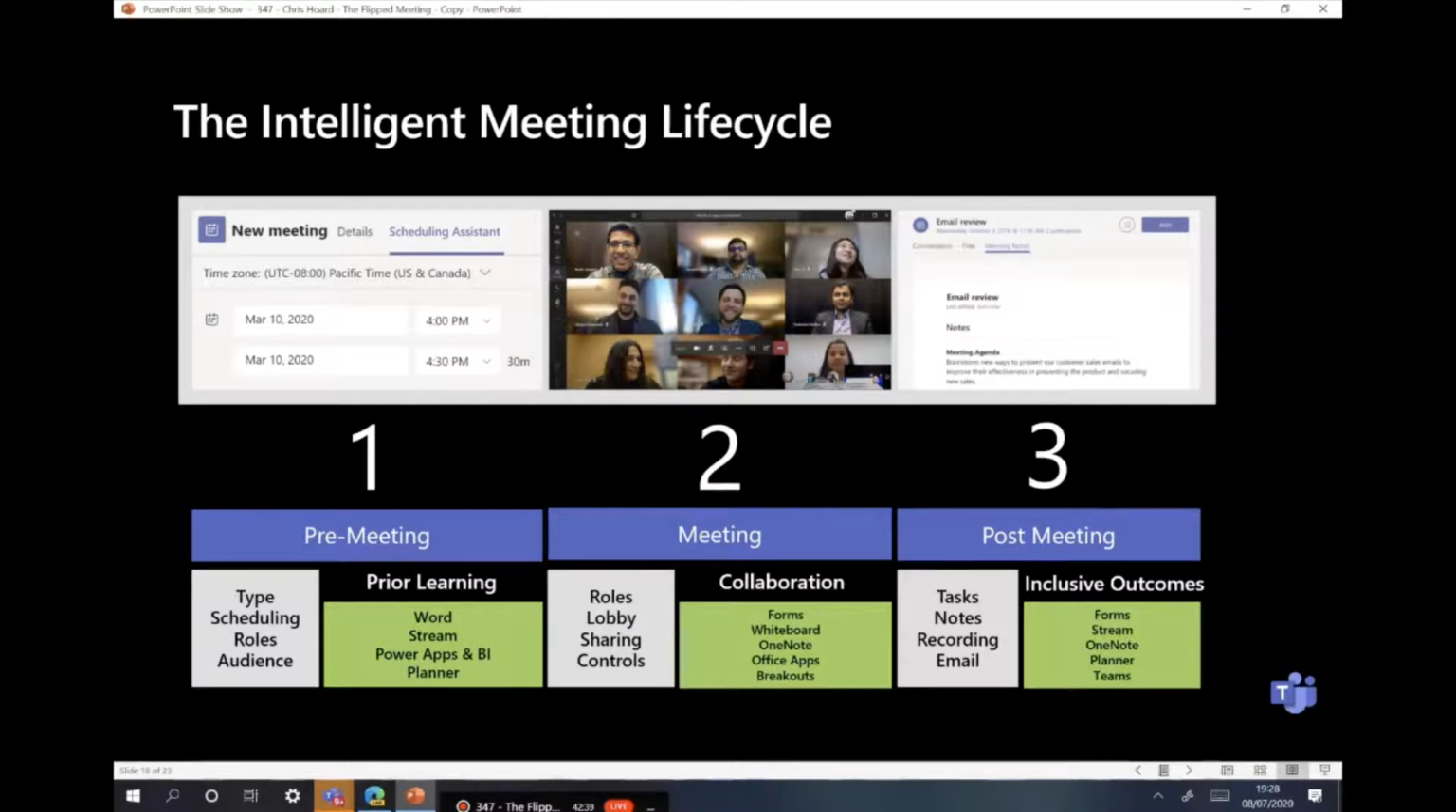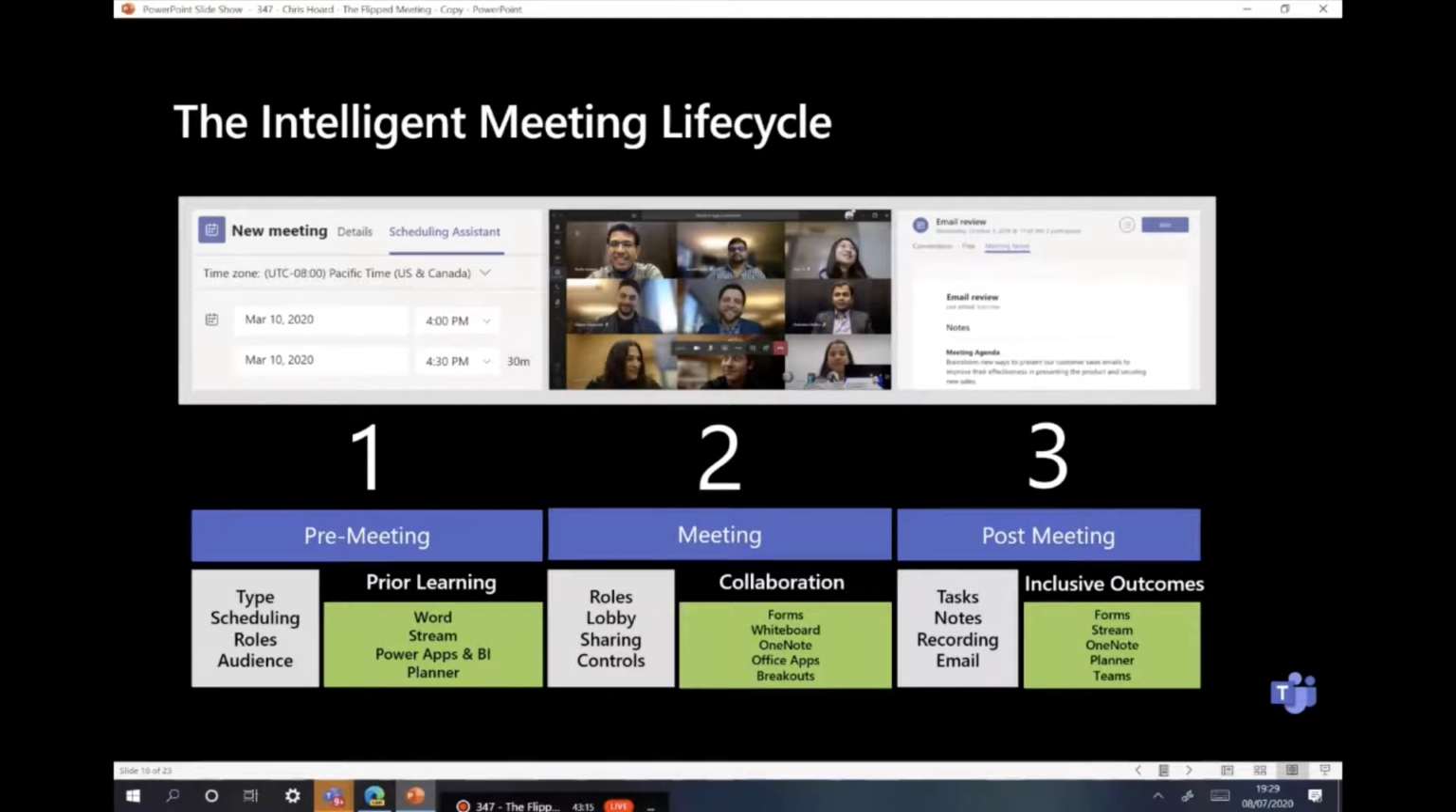In the pre-meeting, where we have considered the type of meeting, whether it's a meeting or a live event, where we've considered how we've scheduled that meeting with Outlook or Teams, where we've considered the roles and the audience, we can now begin to consider the prior learning. What do we want individuals to come into the meeting with? What prior learning and understanding must they have to be able to contribute, collaborate, and for us to get the biggest return on investment from that individual?